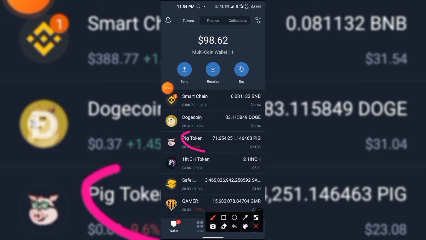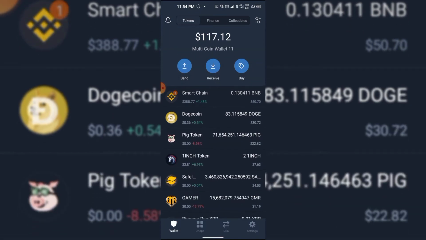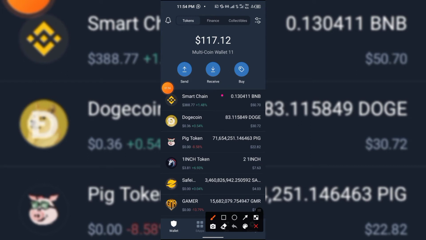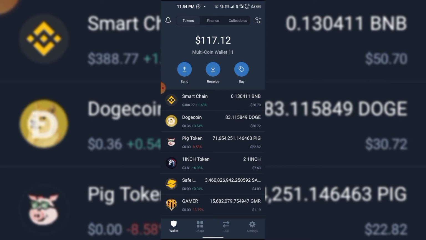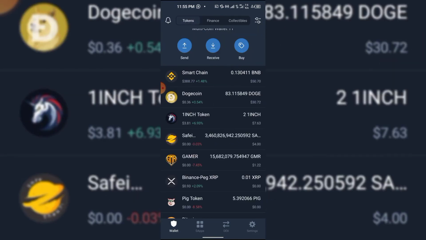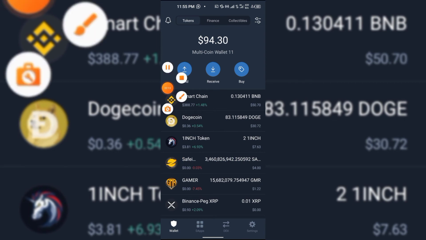Now you can see it right there. I was able to convert the entire PIG token to BNB. The quantity that is remaining is just very little. You can see that it's already converted. So it's just as simple as that. The quantity has been reduced because the amount has been taken up, and you can see that it has disappeared from the balance at the top.